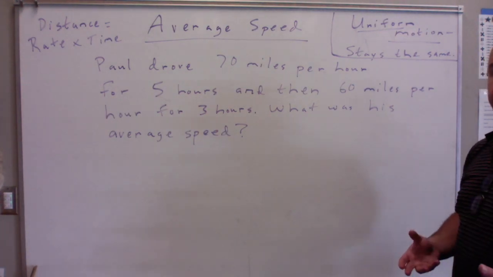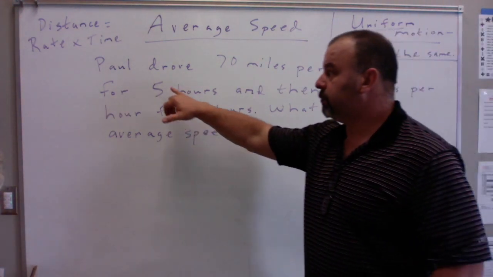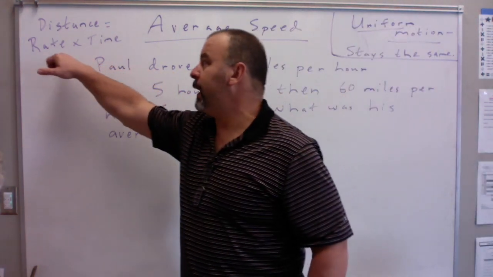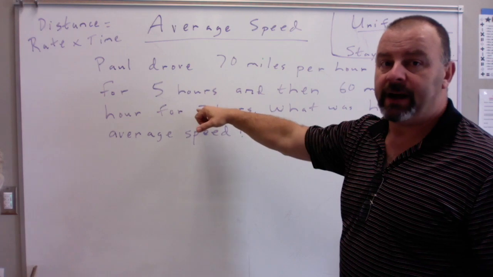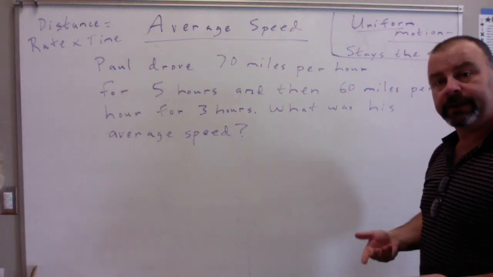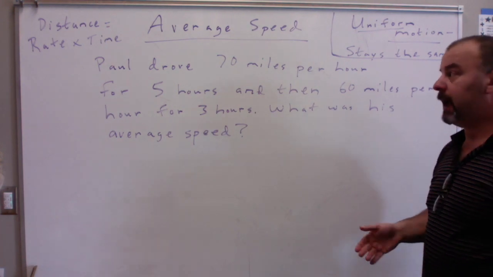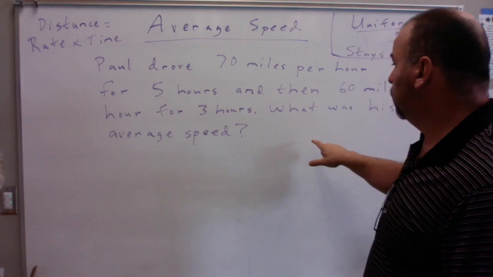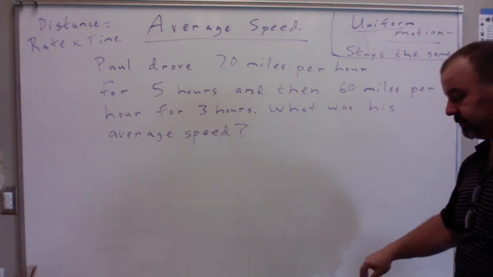So if we're going 70 miles per hour, like Paul drove 70 miles per hour, okay, that's going to be our rate, for 5 hours, that's going to be our time, and that would equal the distance that he would go. And then he drove 60 miles per hour for 3 hours. What would be his average speed?